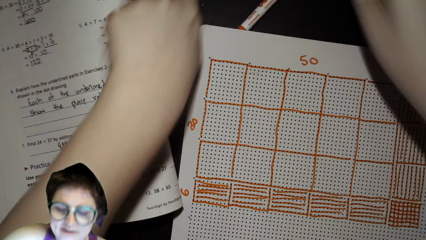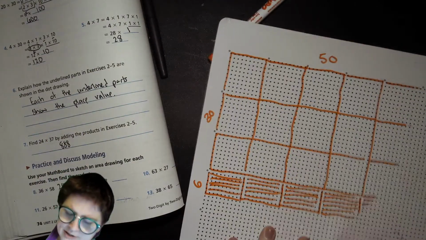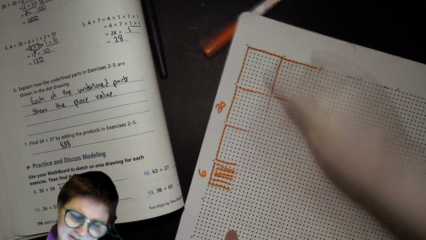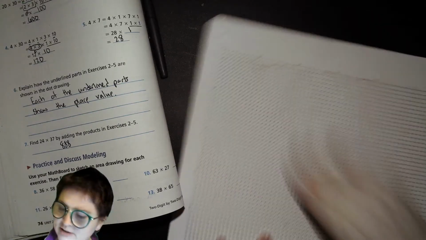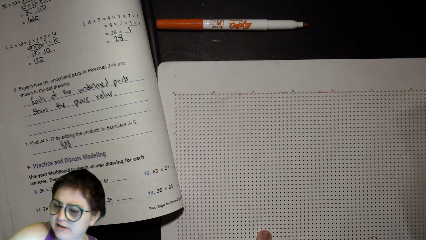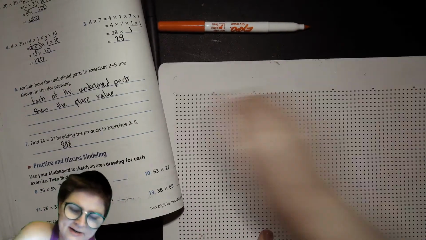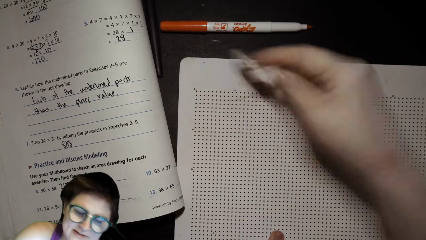$2,088. And now I'm going to erase this, and we're going to do the quicker sketch version on the back of this math board. Okay. Should we erase that up? Oh, it's a little bit weird looking. Okay, whatever. Here we go.